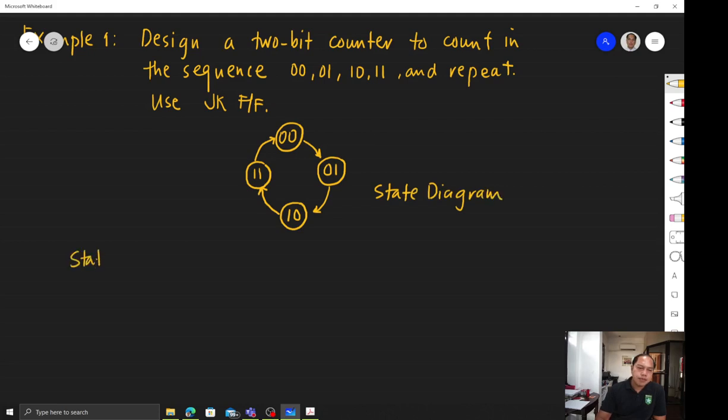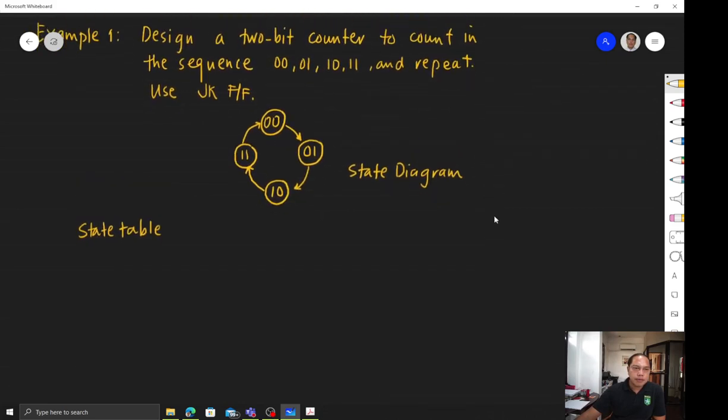So for the state table, we begin with the present state. Let's call it PS. Let's say state 00. So its next state is 01. Then at present state 01, the next state is 10. Then present state 10, next state is 11. Then present state 11, it will repeat, so its next state becomes 00. So let's call the present state variables x, y. Then the next state is x, y.